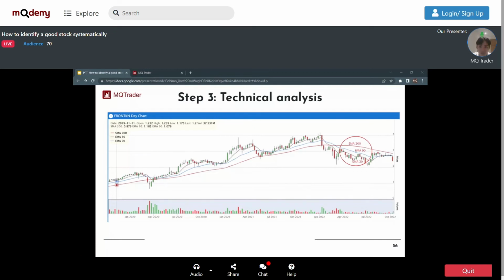Right here, I use SMA 200 and EMA 30 to check on the trend for Frontken. You can see that in the places circled, the short-term EMA 30 and EMA 90 lines are already below the long-term line SMA 200, which means that if the short-term lines are below the long-term lines, it is currently in a downtrend.